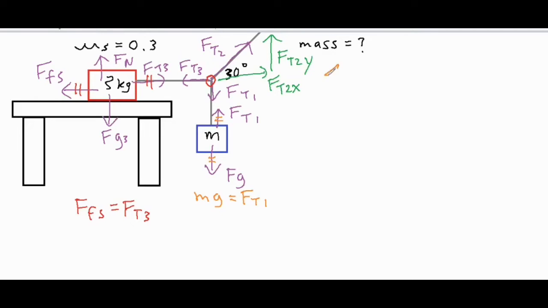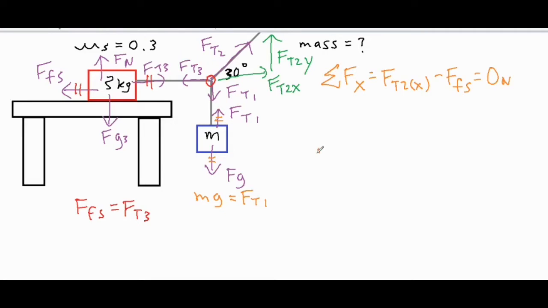So we can go ahead and write out some formulas. We have the sum of forces in the horizontal direction. If I'm taking a look at all the forces to the right, I only see this FT2x. And if I'm taking a look at all the forces on the left, it's basically this FT3 pulling on that intersection. And we said this FT3 is the same as this FT3, which is equivalent to the force of static friction. So it's basically subtracting the force of static friction equals 0 newtons.